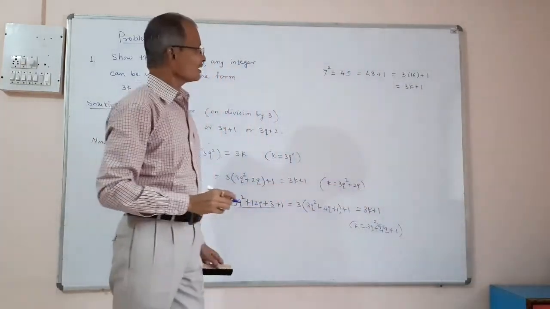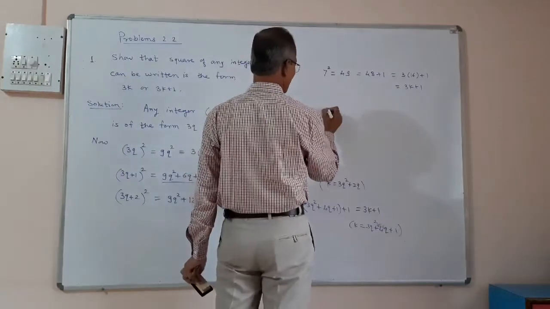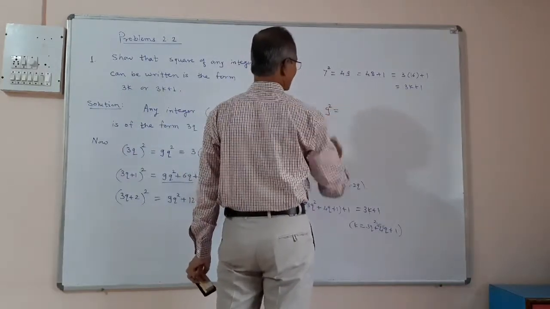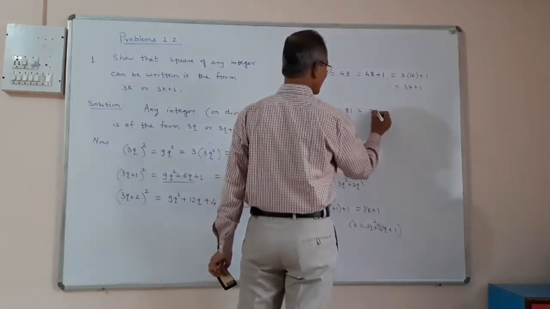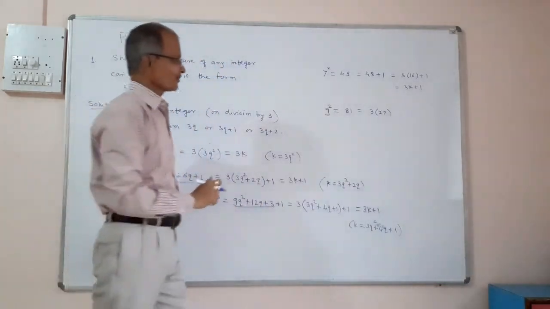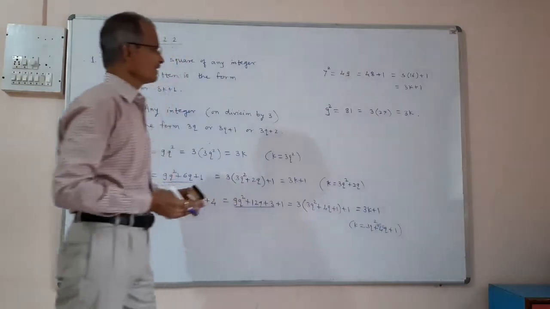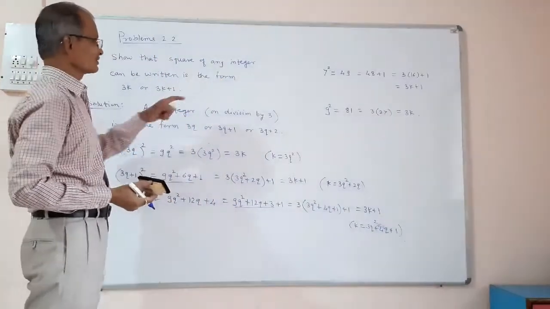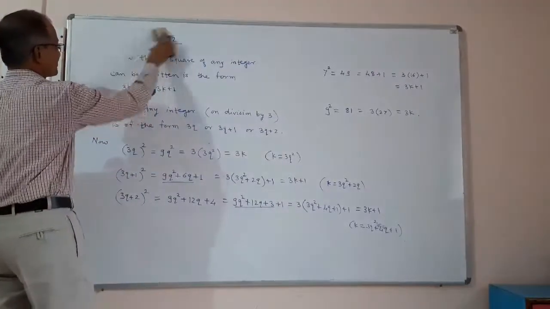Now if you consider another number, say 9 square. Now 9 square is obviously 81, and that is 3 into 27. So it is of the form 3k. We check like this. Consider any integer and check its square is of the form 3k or 3k plus 1. So this is the problem.